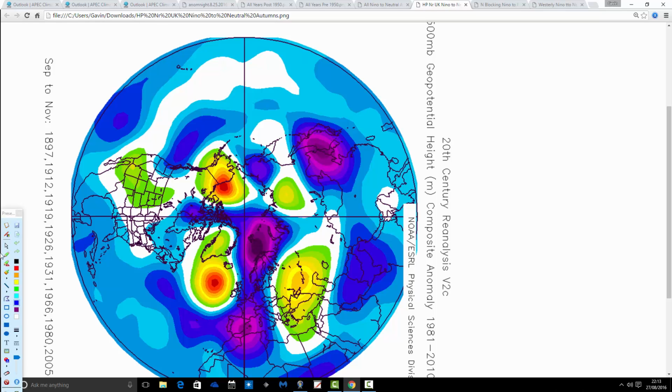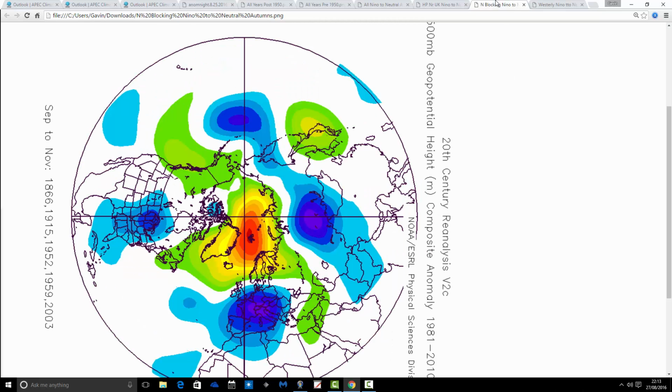Out of all those years, we've got 1, 2, 3, 4, 5, 6, 7, and 8 autumns that have, on average, high pressure close to the UK. Now, there are a few autumns that have northern blocking, and these are the ENSO neutral autumns: 1866, 1915, 1952, 1959, and 2003. So there's only 5 of them, but they show an area of above average heights more or less centred over the Arctic with a trough underneath it.